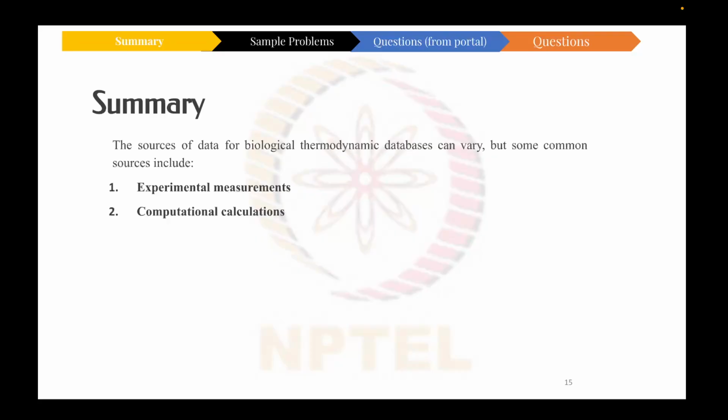Computational calculations mostly mean calculation of statistical potentials or force field based calculations. These thermodynamic databases may also include data from computational simulation and calculation, such as MD simulation or quantum mechanics calculations. These calculations can be used to predict the thermodynamic properties of molecules based on their structure and composition.